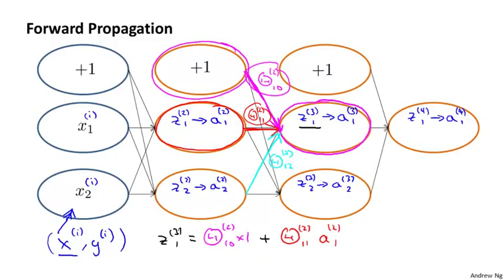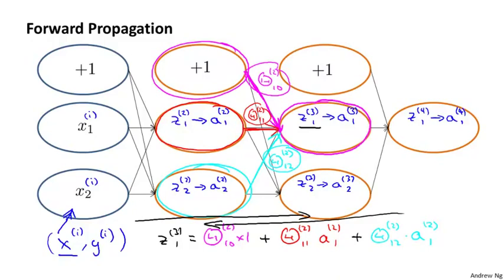And finally, this cyan weight times this value, which is therefore plus theta 212 times A21. And so that's forward propagation. And it turns out that, as we'll see later in this video, what backpropagation is doing is a process very similar to this, except that instead of the computations flowing from the left to the right of this network, the computations instead flow from the right to the left of the network, and using a very similar computation as this. And I'll say in 2 slides exactly what I mean by that.